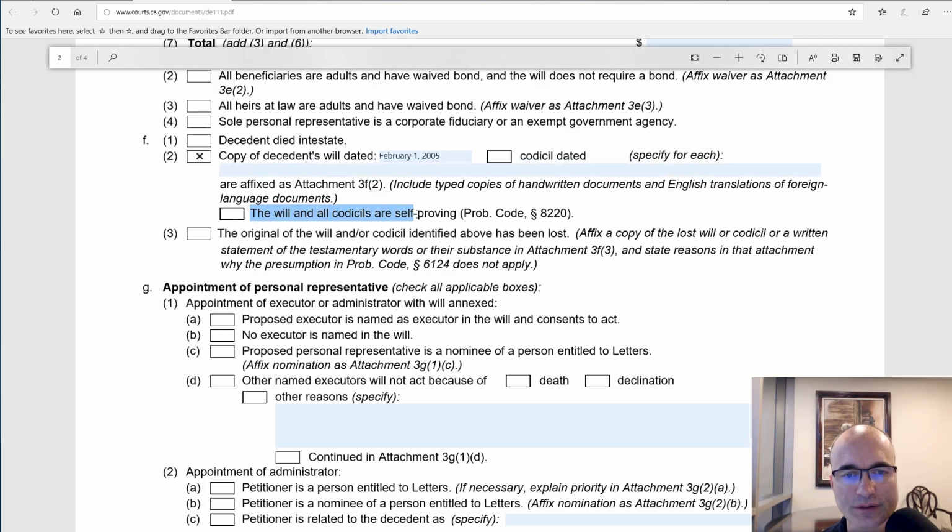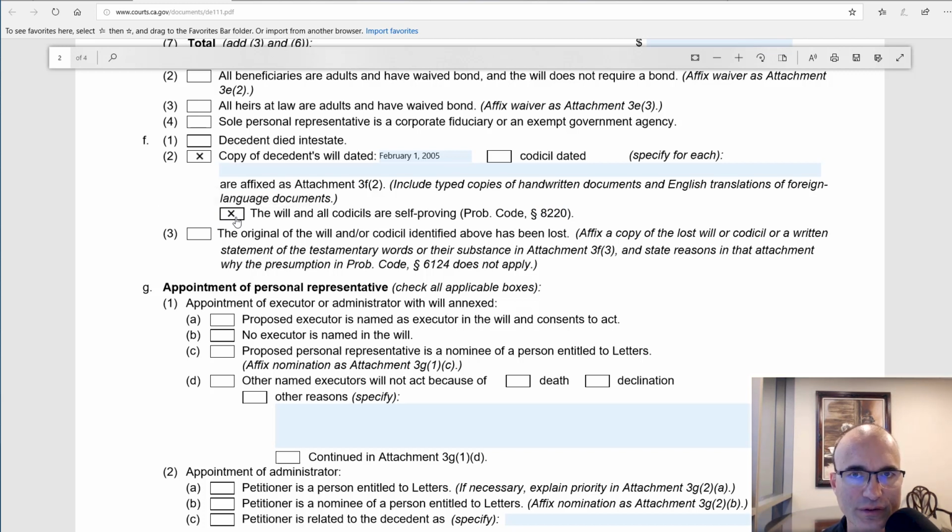The court also wants to know if the wills and all codicils are self-proving. And you can go to Probate Code section 8220, and you'll see what that means. There's some language that a will has to have at the end in order for it to be a self-proving will.